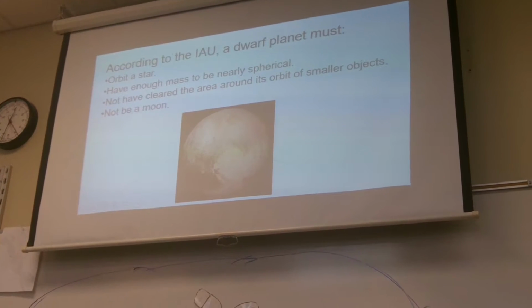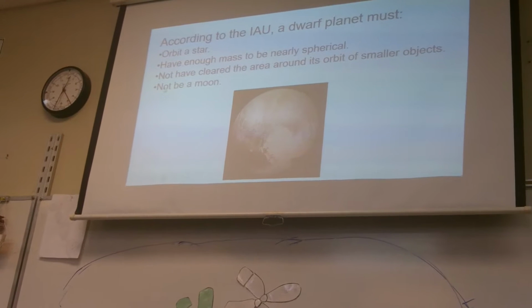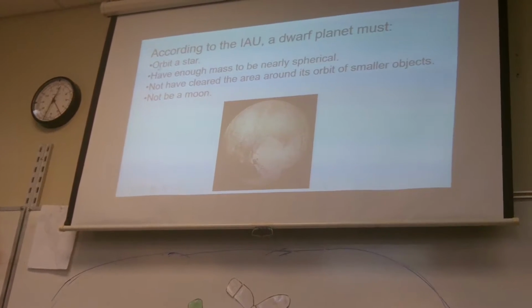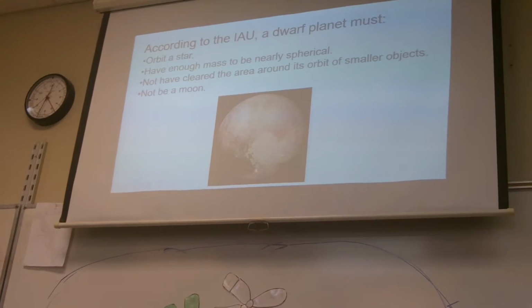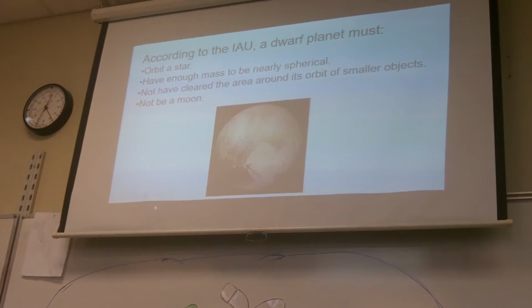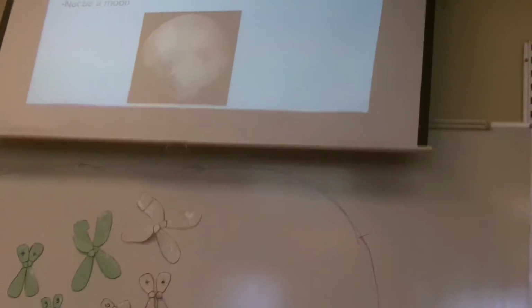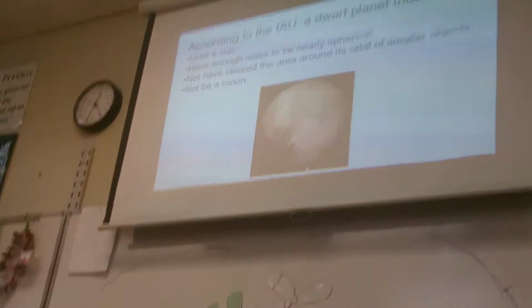And it can't be a moon, which means it can't be orbiting a planet. It has to be orbiting the sun. So really the first one there and the last one are kind of in the same idea. So if it had cleared the area around its orbit and all the other things applied, it would be a regular planet? It'd be a planet. That's right. By the way, that's a picture of Pluto right there.